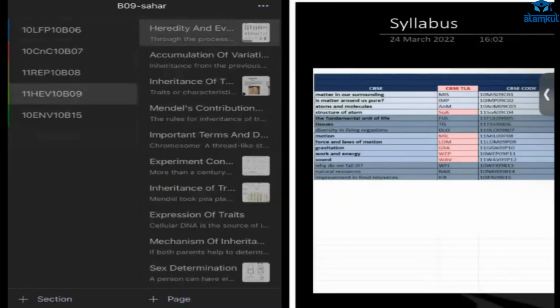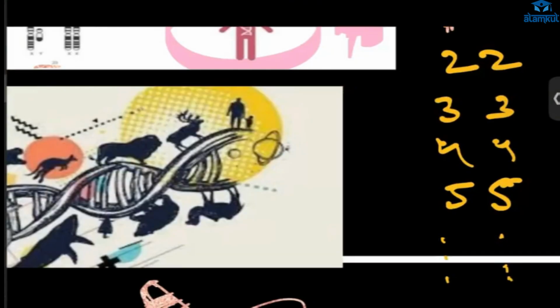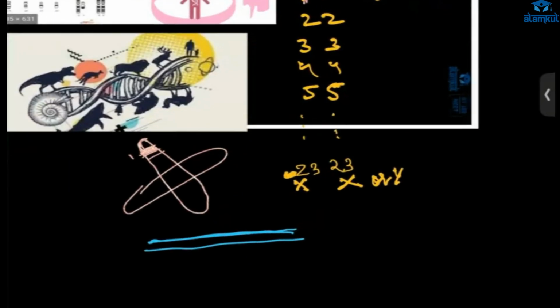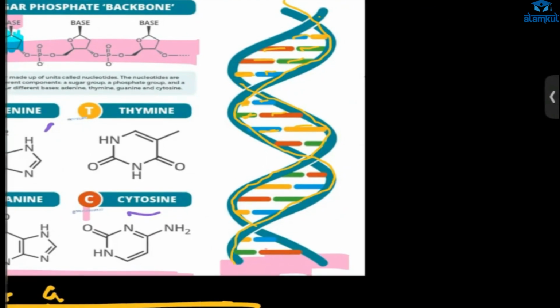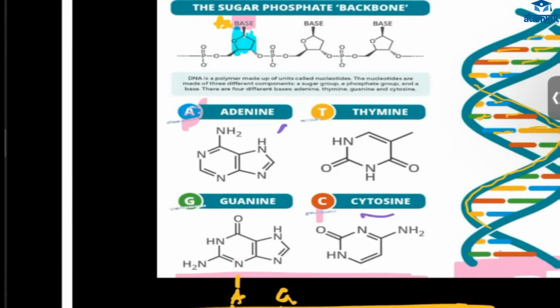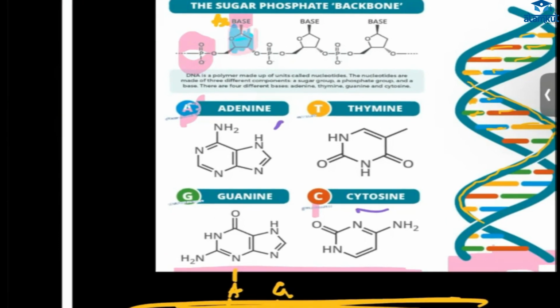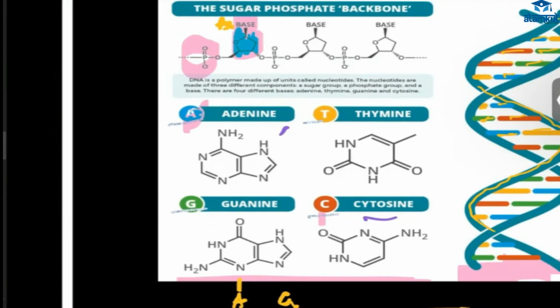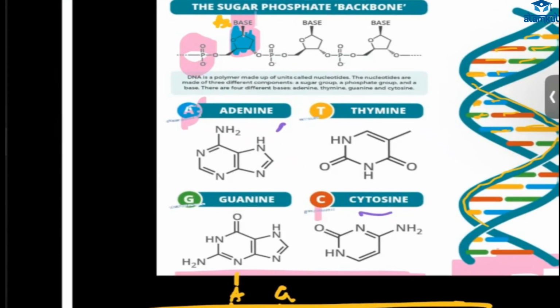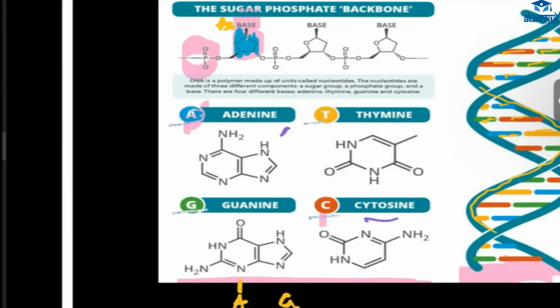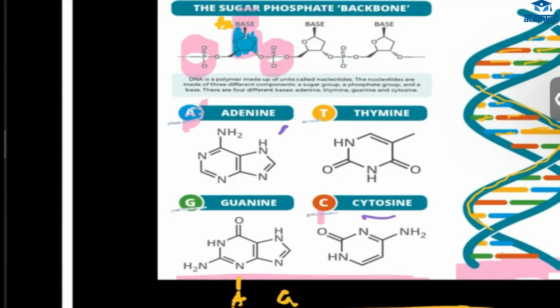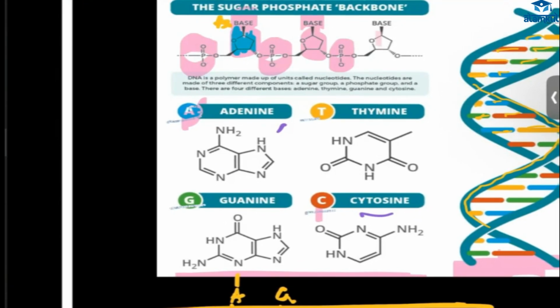Now let's get back here. Our DNA, what is it made up of? It has two strands. It is made up of a phosphate group, then a sugar group, and then a base. Again: phosphate, sugar, base.